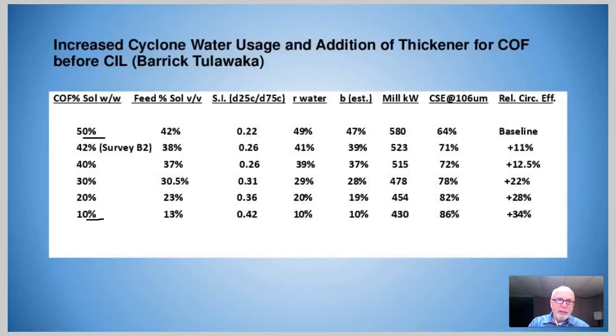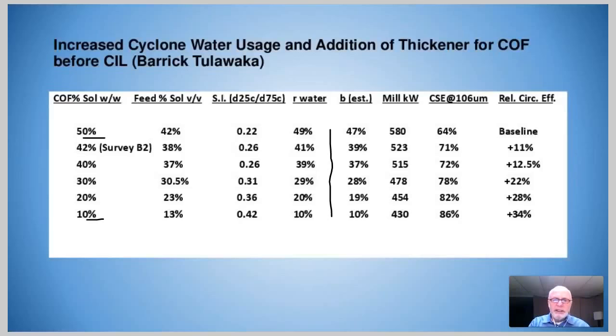If you look at the columns, the recovery of water, and B, the bypass, you can see they pretty much follow one another. Initially, the bypass was close to 47 to 49%. And as the water addition to the cyclone feed was increased and increased, the bypass was reduced all the way down to 10%. And running the simulations, we saw that the mill kilowatts needed was reduced from 580 all the way down to 430.